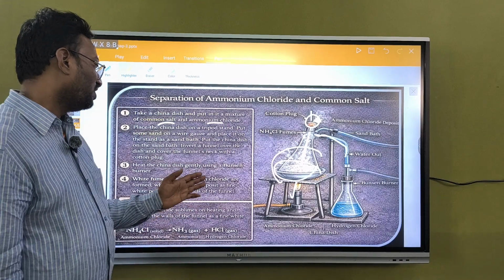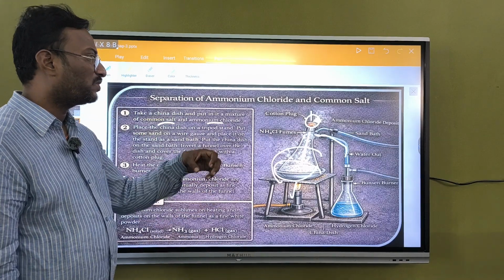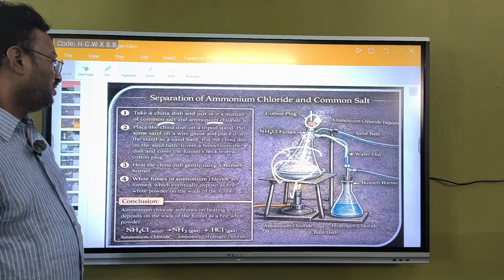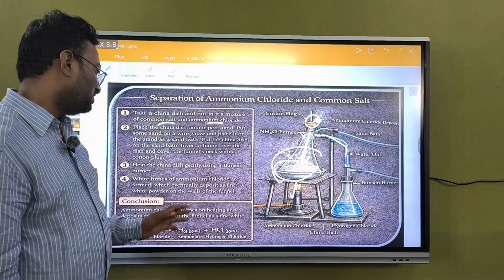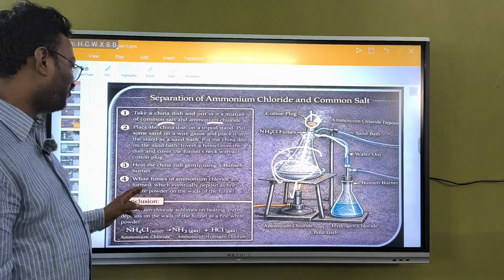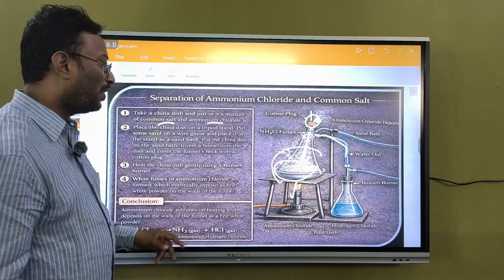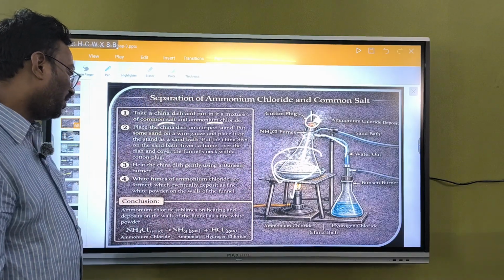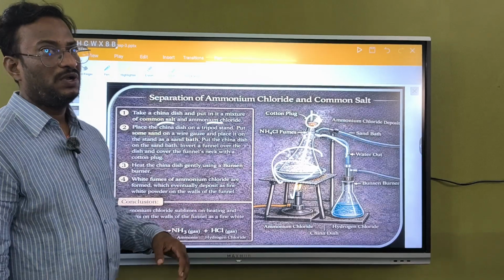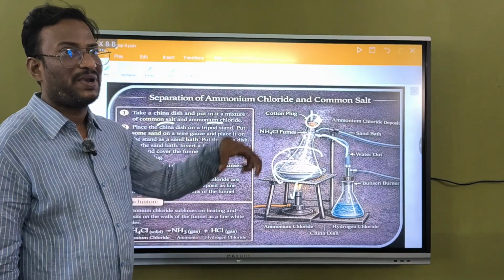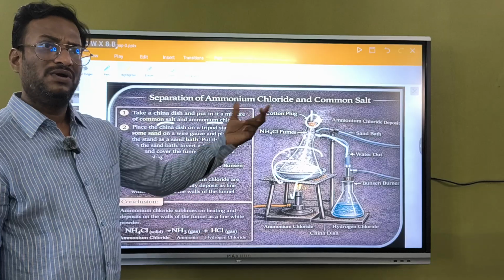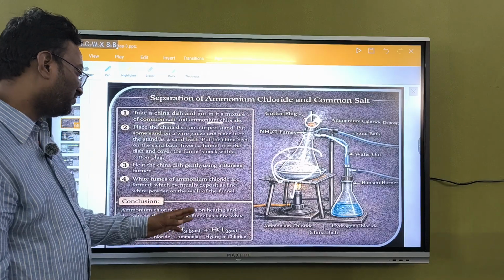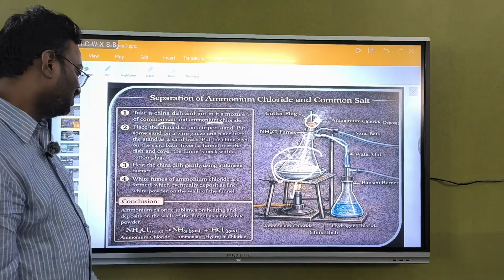Ammonium chloride gets converted into vapor quickly and white fumes are formed, which eventually deposit as a fine white powder on the walls of the funnel. Ammonium chloride sublimes. That is what we call subliming, converting into vapor on heating, and it is deposited on the walls of the funnel as a fine white powder.